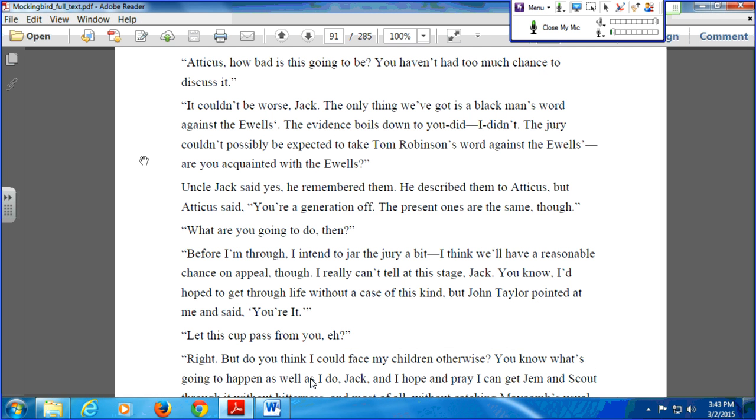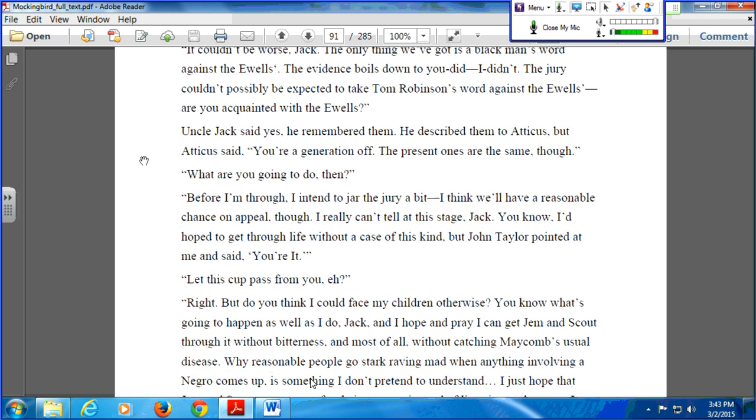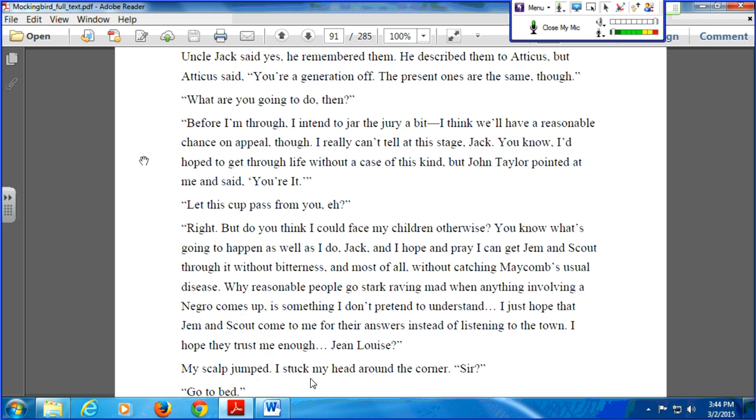"It couldn't be worse, Jack. The only thing we've got is a black man's word against the Ewells'. The evidence boils down to you did, I didn't. The jury couldn't possibly be expected to take Tom Robinson's word against the Ewells'. Are you acquainted with the Ewells?" Uncle Jack said yes. He remembered them. He described them to Atticus, but Atticus said, "You're a generation off. The present ones are the same, though."